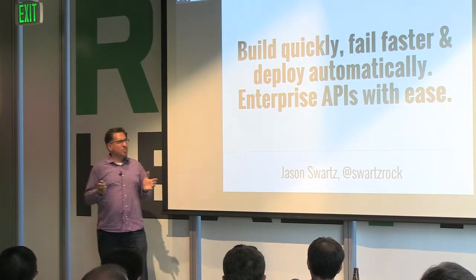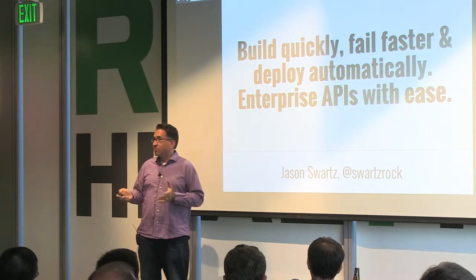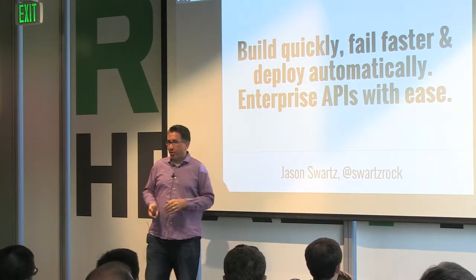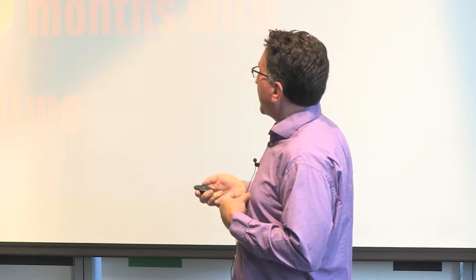It's pretty applicable to different kinds of development, but I want to talk about how you can be really effective at this particular area. So this is another title for the slide. This is how in 5 months, 2 Netflix engineers were able to build 150 well-tested and well-performing APIs with, again, 5 months and really no downtime.